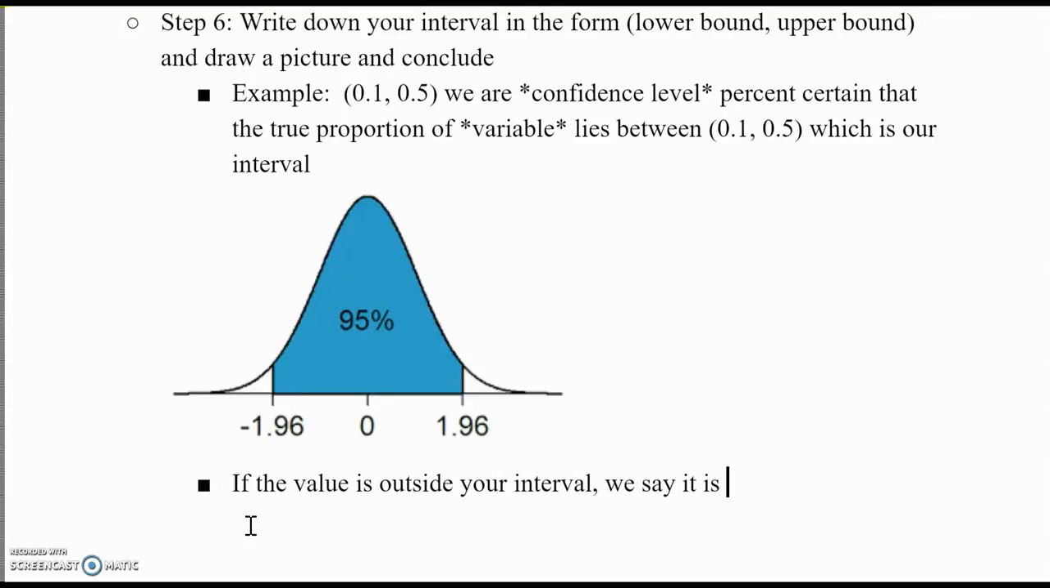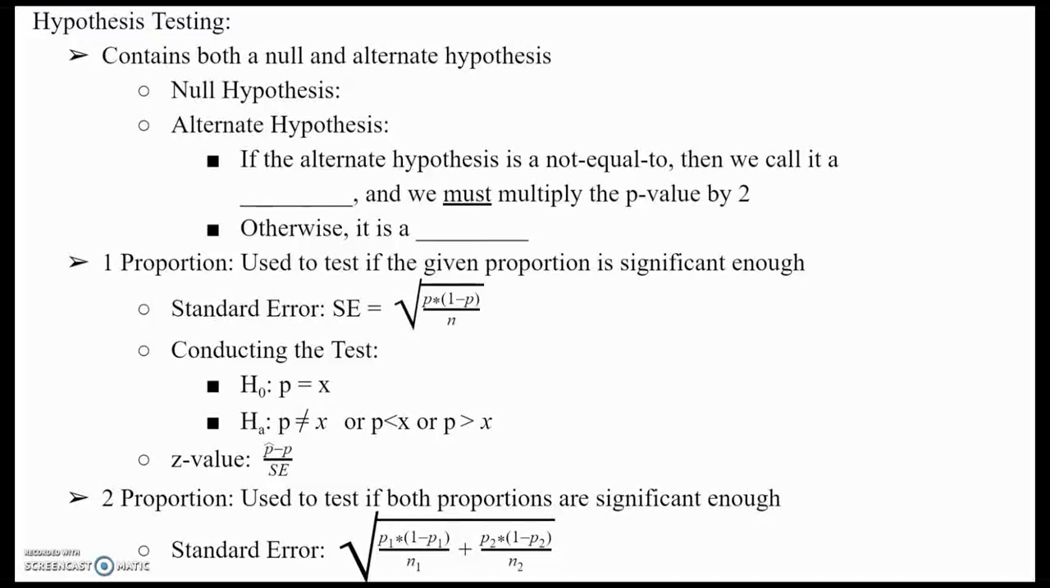So if they give you a value, and if the value is outside your interval, we say it is statistically significant. So just remember, since 0.1 and 0.5, that would be your interval. Since 0 is outside that, we'd say 0 is statistically significant. There's another test that we can use to determine how significant, or if a value is significant or not.